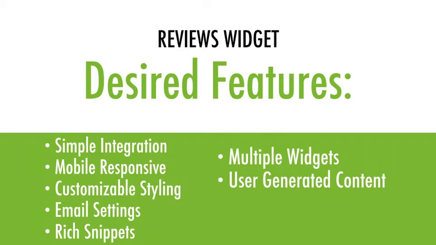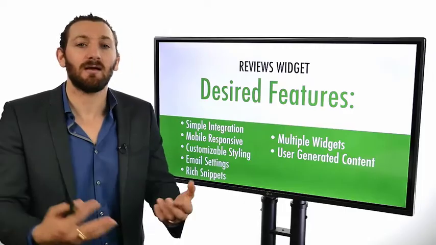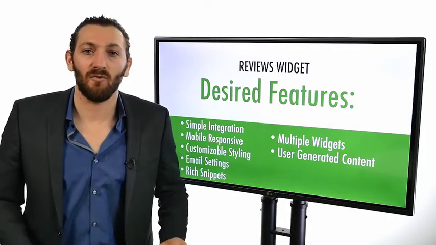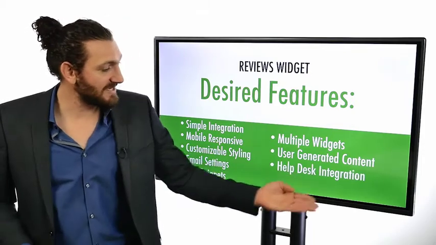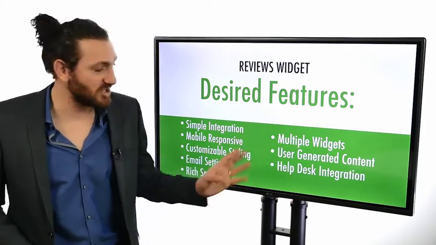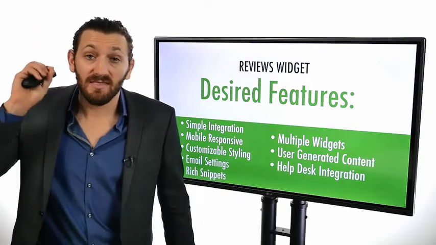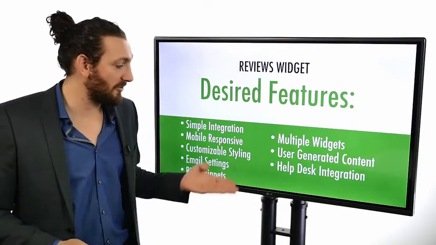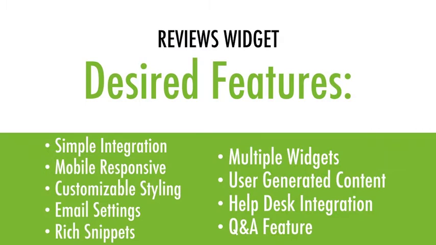User-generated content. This is key. Giving users the ability to upload photos, to ask questions. You want those users to not only be able to put in text, but also to generate content for your product detail pages in the form of imagery and maybe even video. Help desk integration so that when a new review comes in, a new question comes in, a new image gets loaded, you get a notification in your help desk about that review, as well as the Q&A feature. That's very important because when customers go to your product detail page, they look at the reviews, but they also look at the questions that other customers have asked and the responses to those questions. So you want that feature, and you want yourself to actually be responding to those questions.